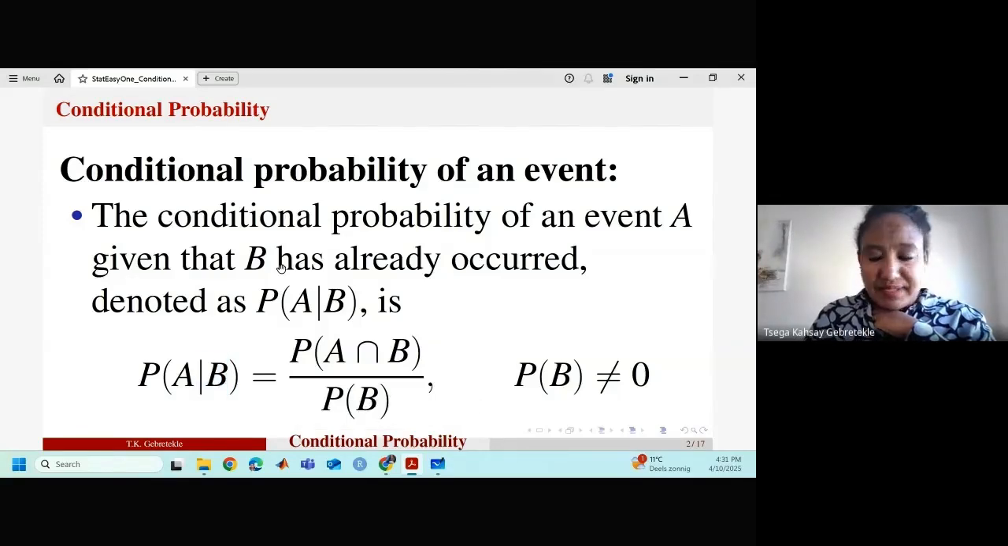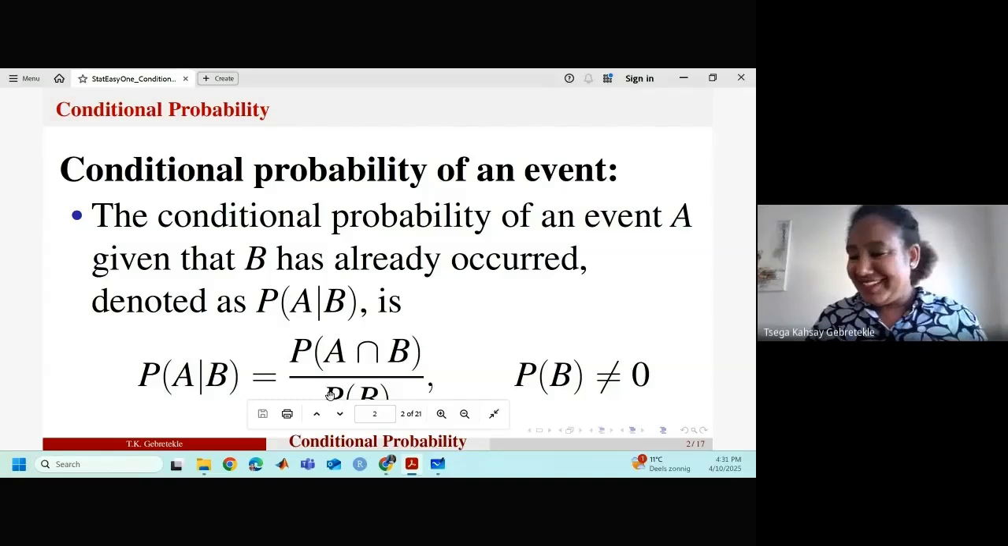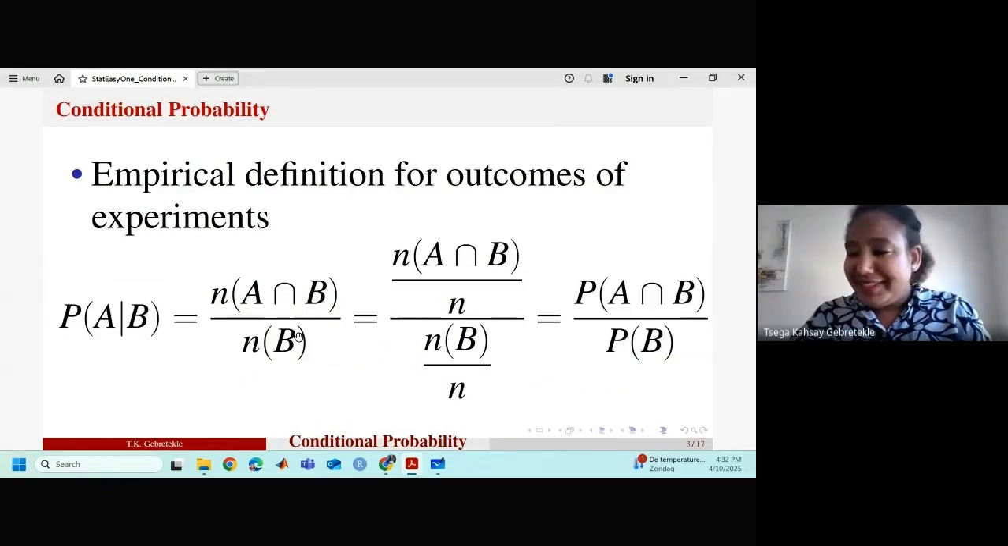Please note that the denominator is the probability of the given condition. So in this case, the event B is given, so the probability of the event B will be the denominator. And also the probability of the given event has to be different from 0, because if it is equal to 0, then this expression will be undefined. So the formula is derived from the empirical definition.